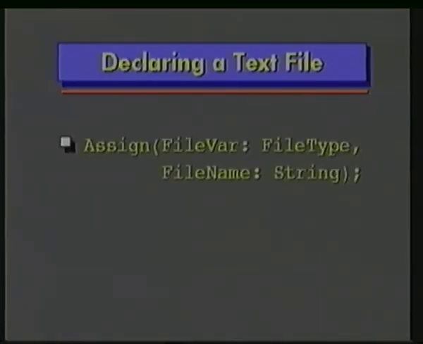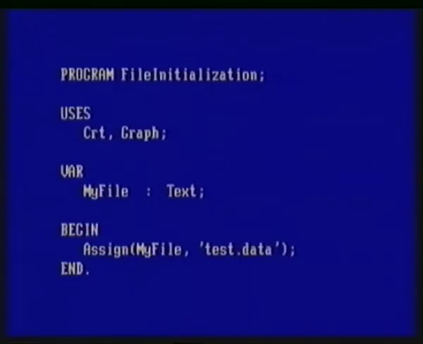Here's how a text file is declared. The file variable is declared in the var section with the reserved word text indicating to the compiler that the variable name refers to a text file. The assign procedure assigns the string that is the DOS file name to the file variable. In other words, it associates a particular DOS file with the file variable used in the program. And here's some actual code that we could use to initialize a text file. Note that if the file does not yet exist in the current working directory, the assign procedure doesn't create it. It just sets up the variable.